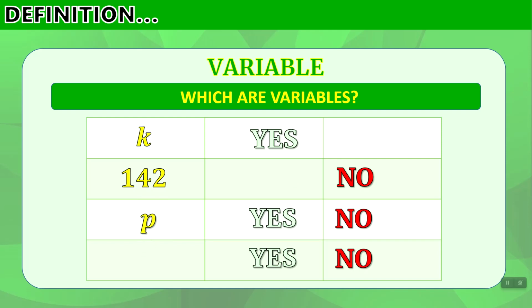P, is P a variable? Yes, P is a letter of the alphabet and it is a variable. It can take on any value. 0.8, is that a variable? No, it is a constant because it is a number.